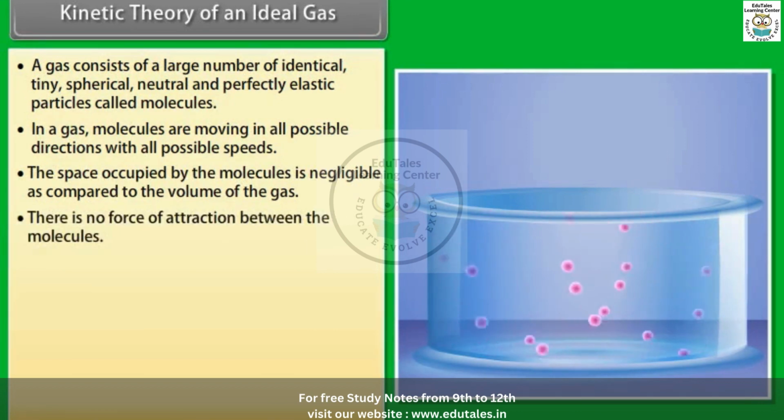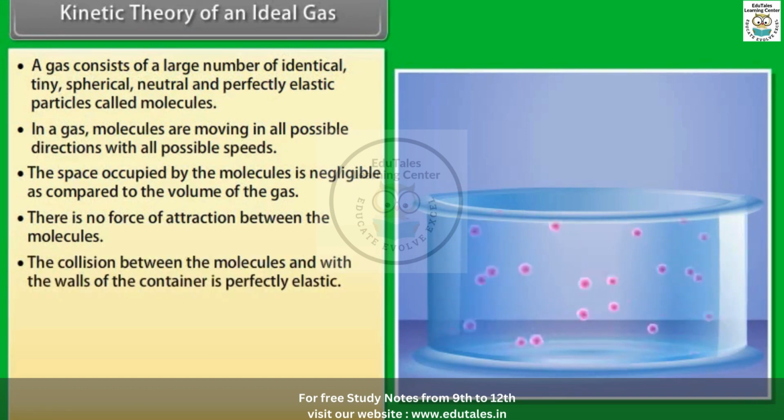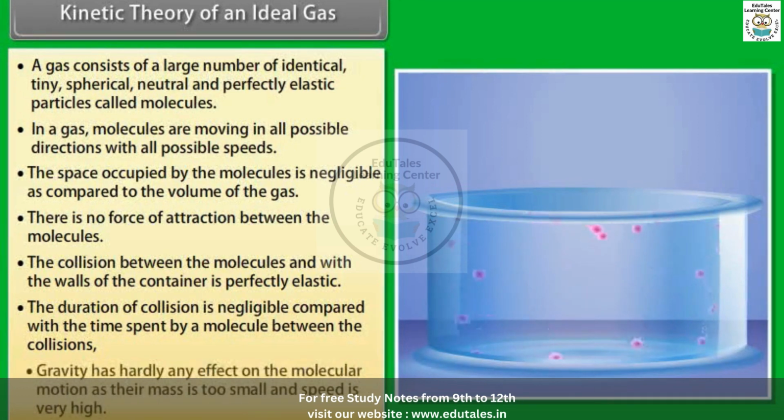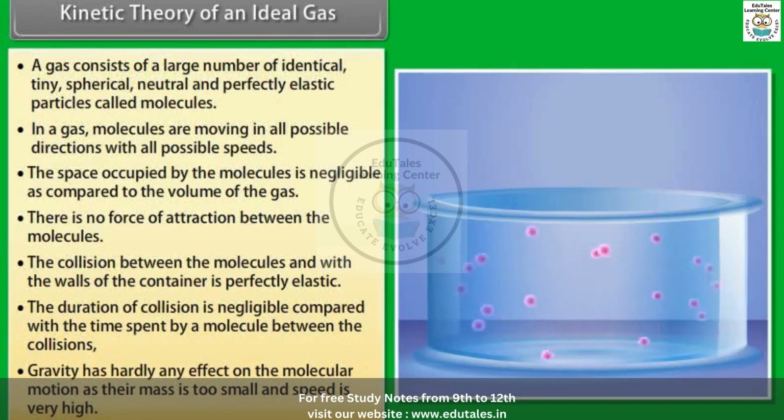There is no force of attraction between the molecules. The collision between the molecules and with the walls of the container is perfectly elastic. The duration of collision is negligible compared with the time spent by a molecule between the collisions. Gravity has hardly any effect on the molecular motion as their mass is too small and speed is very high.